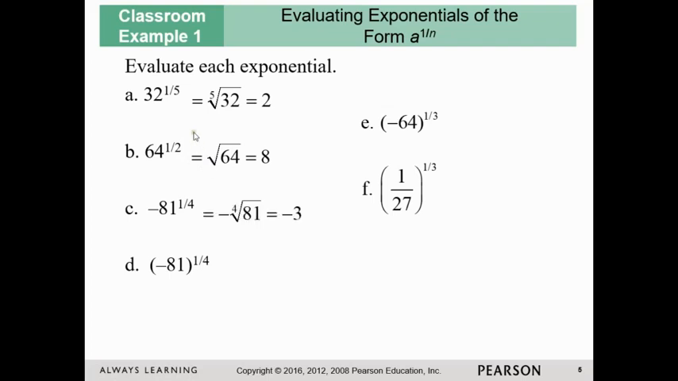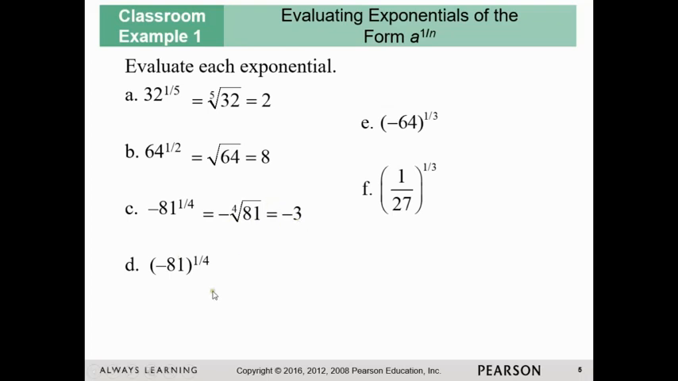And then here we have negative 81 to the fourth. Remember, we do the exponent first, so this negative part isn't going to come into play here. The negative is after we take the exponent. So what we're dealing with here is the fourth root, because remember the denominator becomes the index of the radical. So we're taking the fourth root of 81, which is 3, and then we apply the negative.